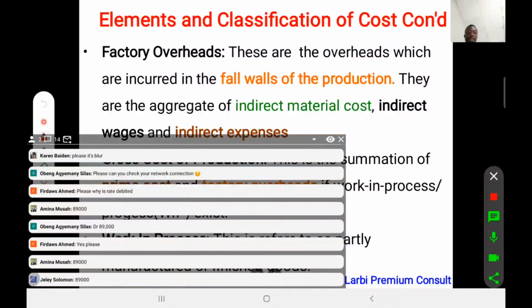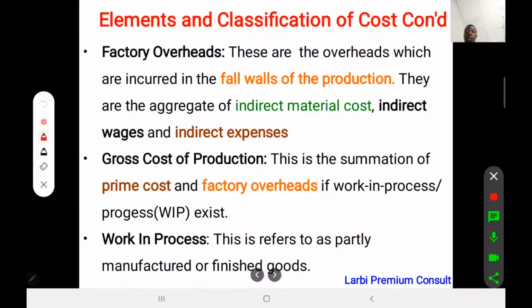All right, no question. And you also have these elements in manufacturing: you also see factory overheads. Factory overhead, as I've indicated, is a summation of all indirect costs. So all indirect costs within the organization. But here we are interested in those that are in the production.